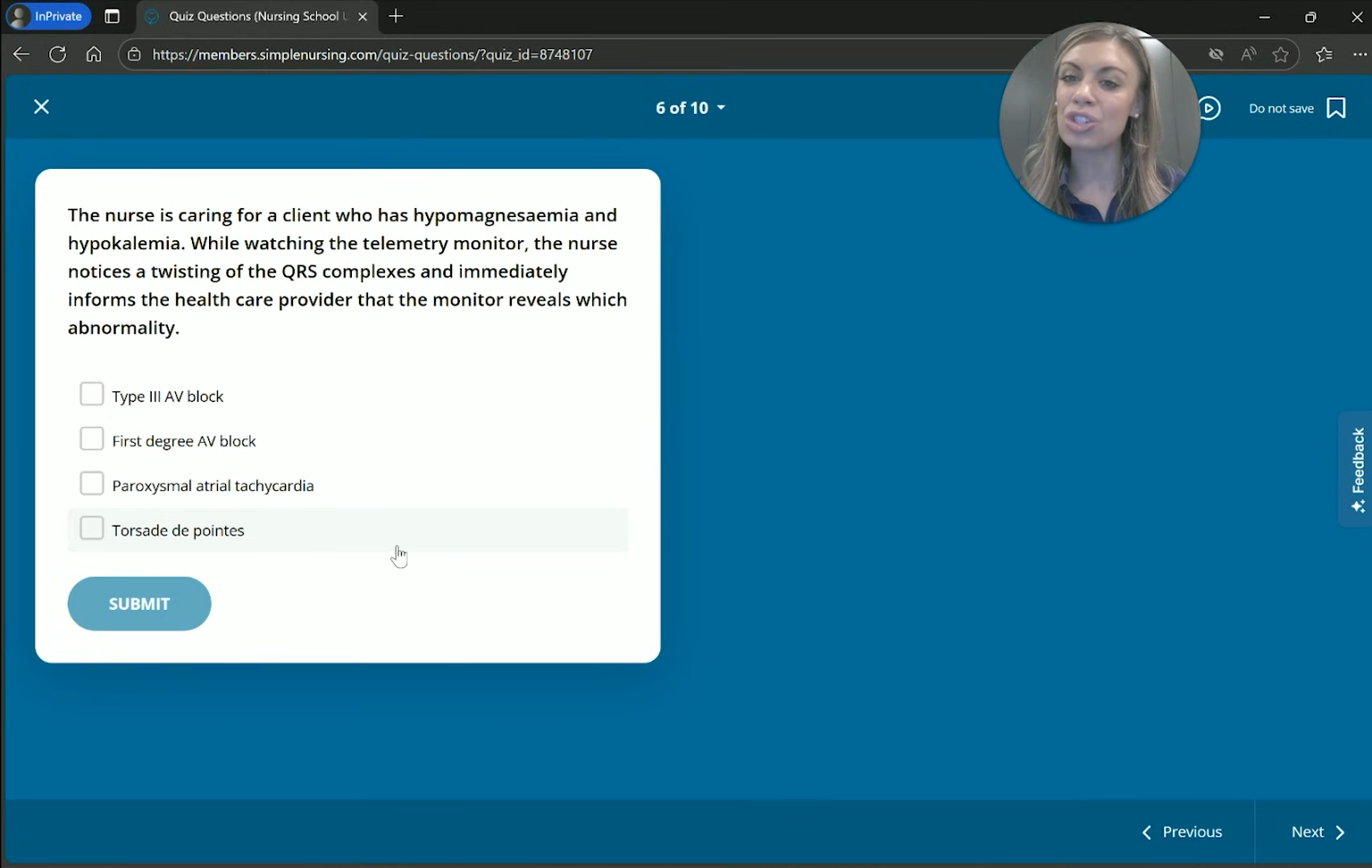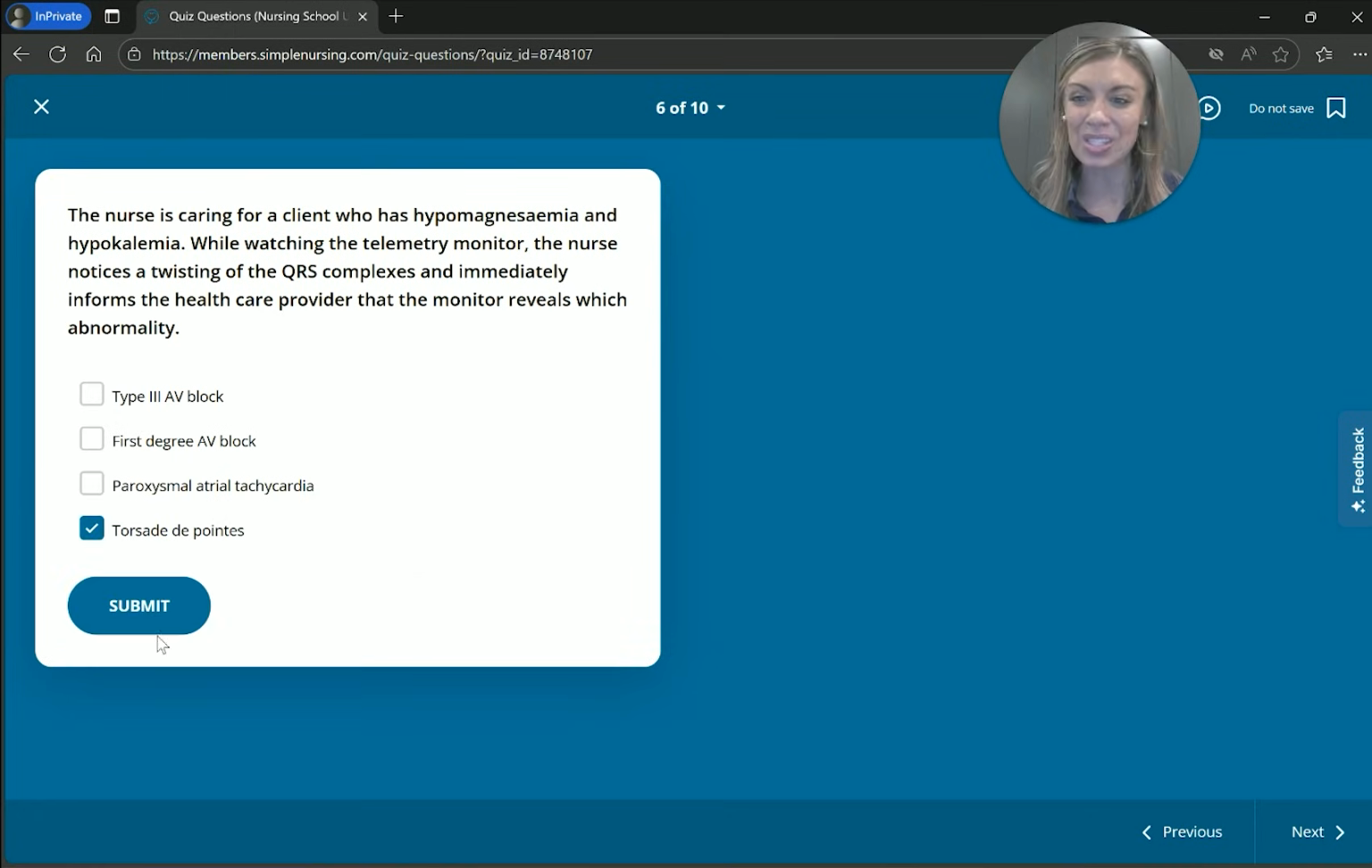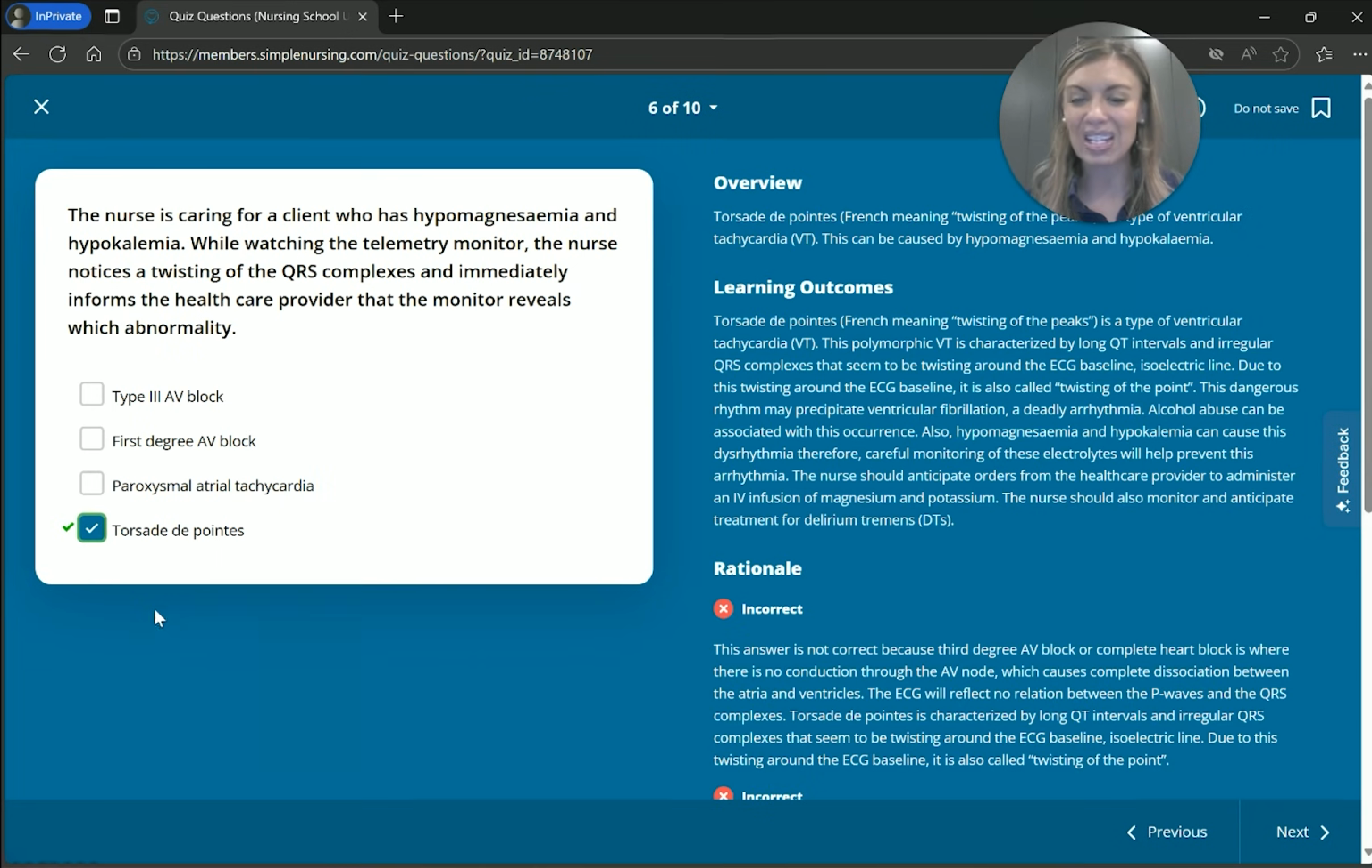Now while watching the EKG, the telemetry monitor, the nurse notices the twisting of the QRS complex and immediately informs the healthcare provider that the monitor reveals which abnormality. So that twisting like a tornado, because if we're too low of the mellow, we're not mellow at all, hypomagnesemia, then we're going to be that crazy tornado. That crazy twisty tornado is torsades. So what do we do? We give the mag to mellow that tornado.